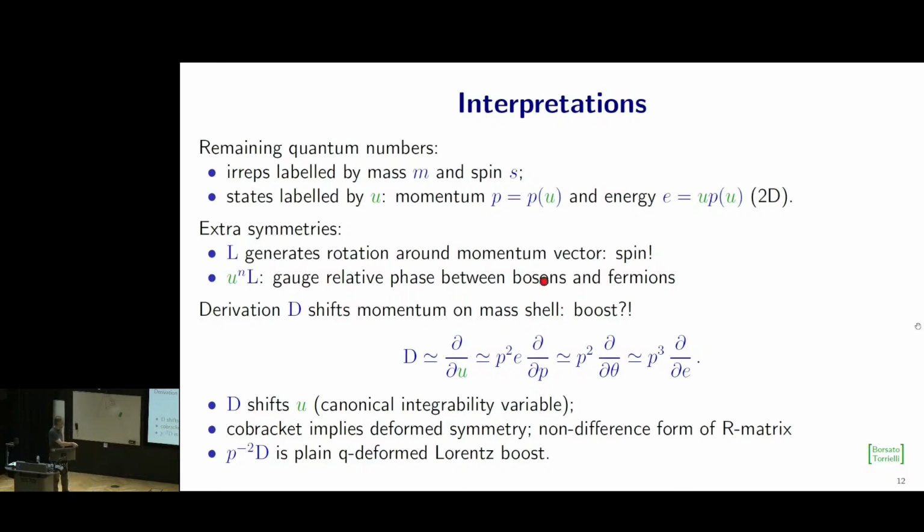But there, you can see this Lorentz boost, but you just have to multiply this D by 1 over p squared to make it a Lorentz boost. So it sort of feels a bit related, but it's not exactly the same. Okay. So that's basically all we got from the classical picture.